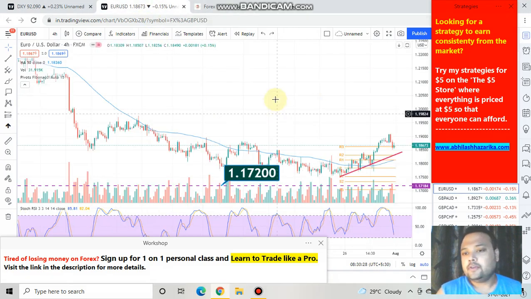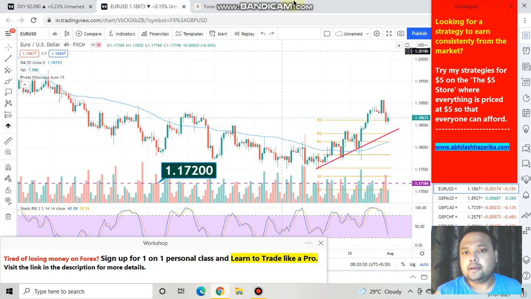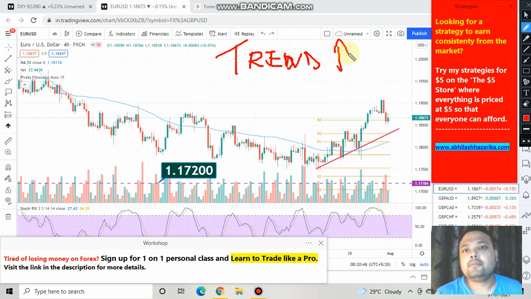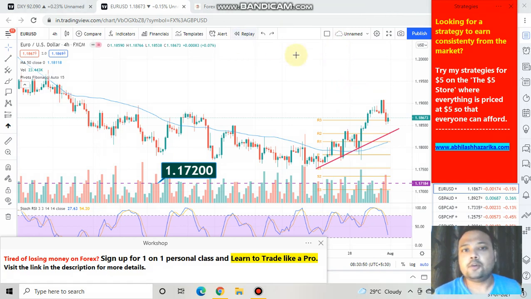So this is a chart of Euro USD, and right now you can see that the market is in an uptrend, and as we all know, we should always follow the trend of the market. Trend of the market means if a market is in an uptrend, we should mainly look for buying opportunities, and if a market is in a downtrend, we should mainly look for selling opportunities.